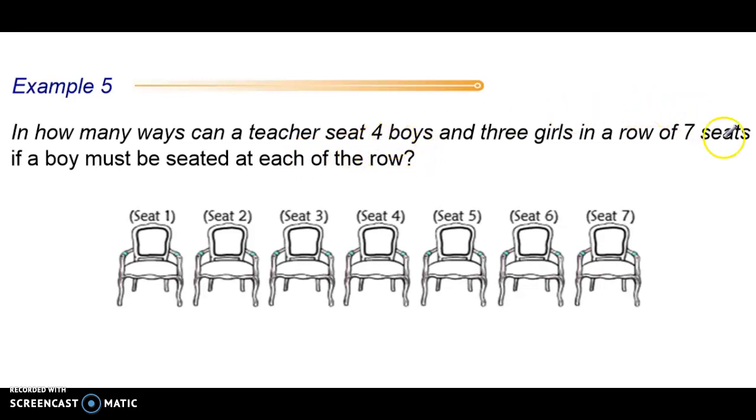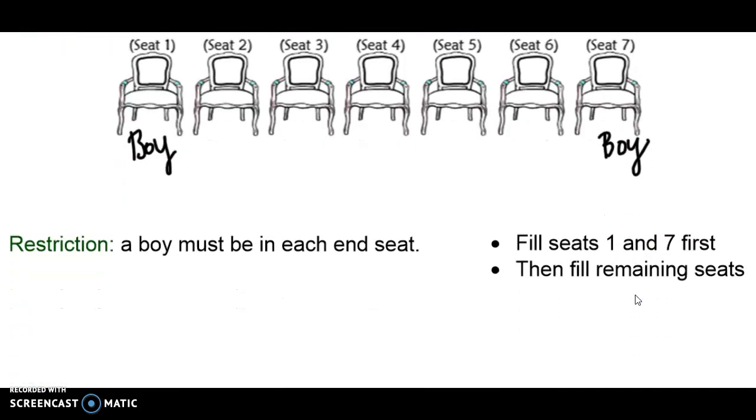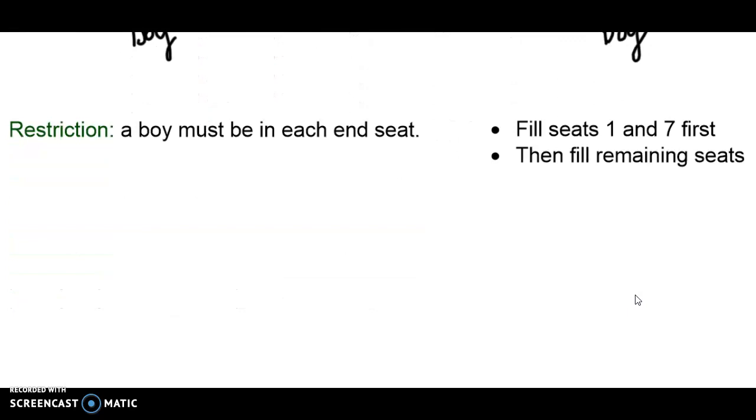So first of all, notice that there are 7 seats, and there are 4 plus 3, 7 people, so all of those people are going to be sitting in one of those chairs. So we do have a restriction. We are told that a boy must sit in this first chair, and a boy has to sit in that last chair. With those particular types of questions, we recommend that you fill those positions where the restrictions are first.